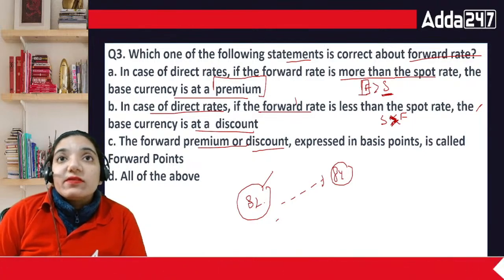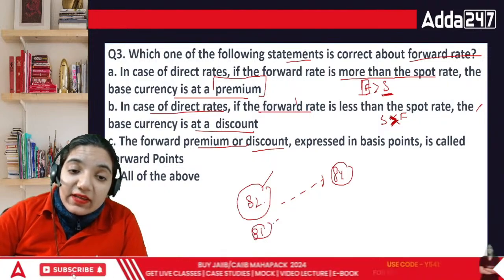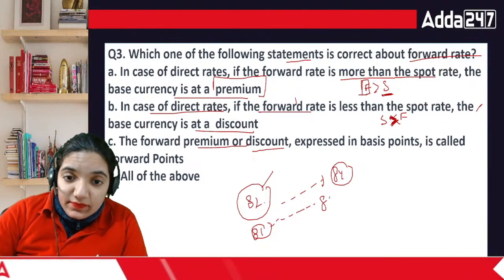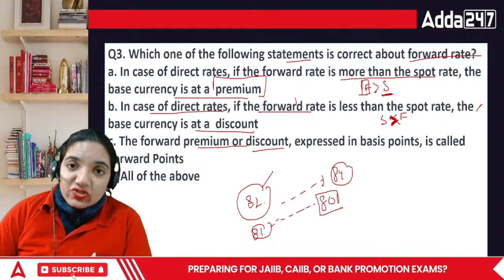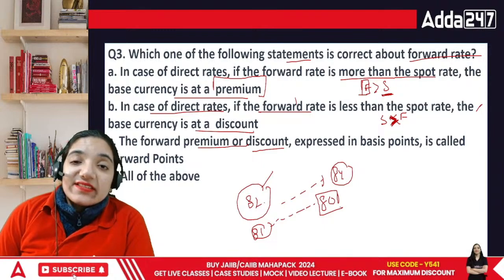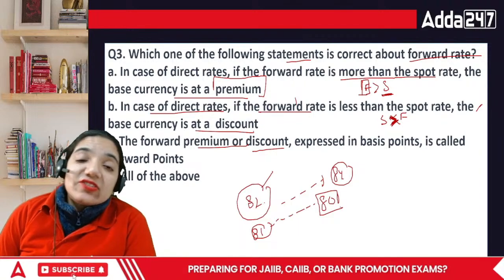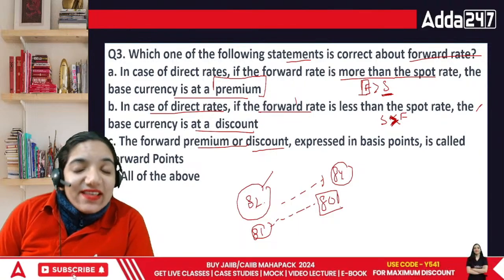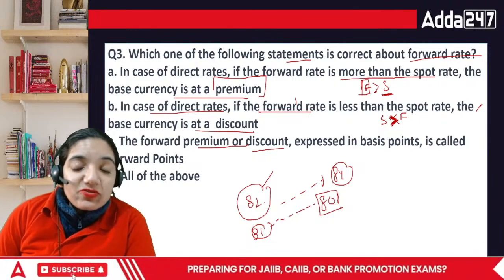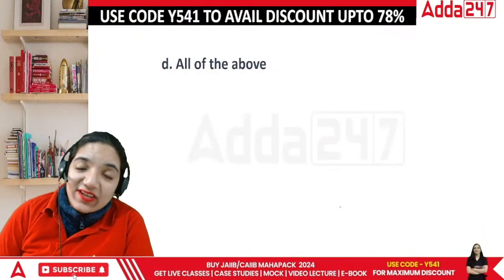If it is basically a situation where at this point of time we are sitting at 81, and in the near future it's going to be 80 rupees. So currently we are sitting at a higher price. Over the period of time, it will decline. So we will call it the base currency is at a discount. The forward premium or the discount expressed in the basis points is called forward points. These points tell us that in the future the price is going to increase or decrease. It's called forward points. So all of the above is actually the answer.